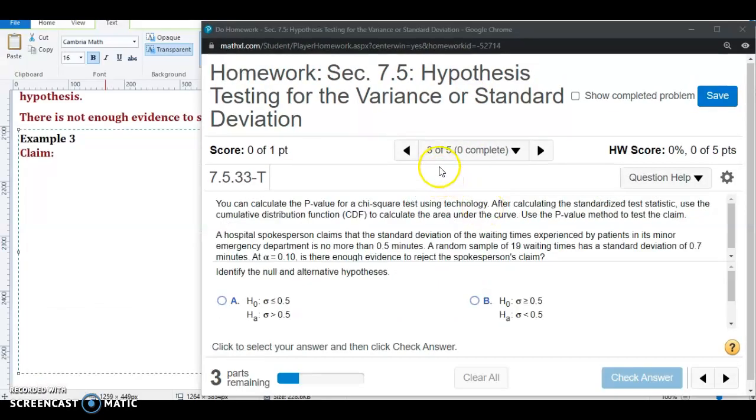So let's look at problem 3. It says a hospital spokesperson claims that the standard deviation of the waiting times experienced by patients in its minor emergency department is no more than 0.5 minutes, so no more than half a minute. A random sample of 19 waiting times has a standard deviation of 0.7 minutes. At a significance level of 0.10, is there enough evidence to reject the spokesperson's claim?